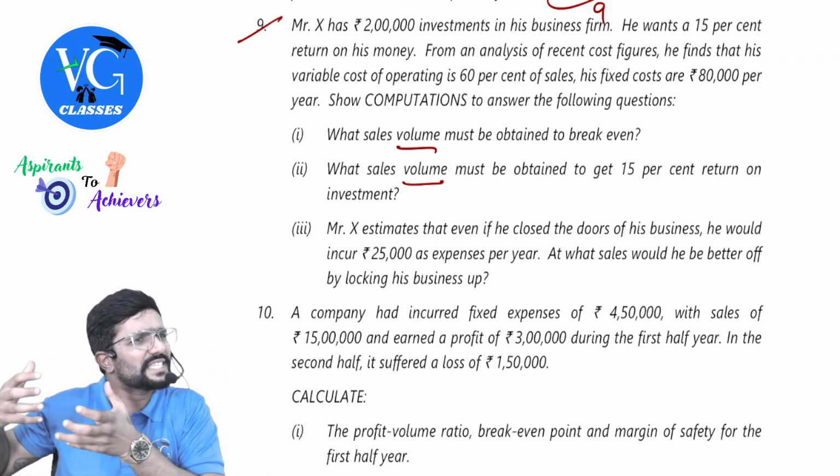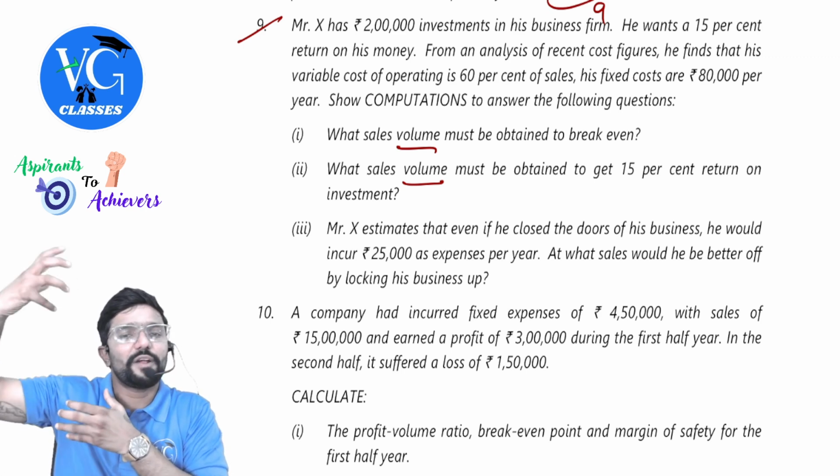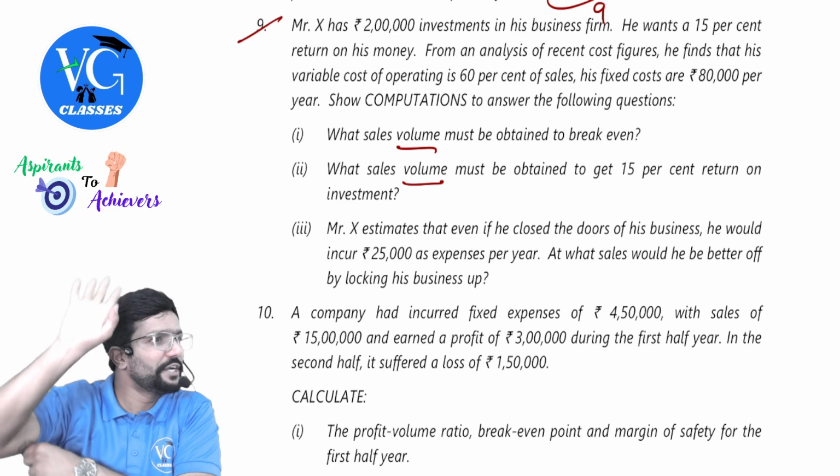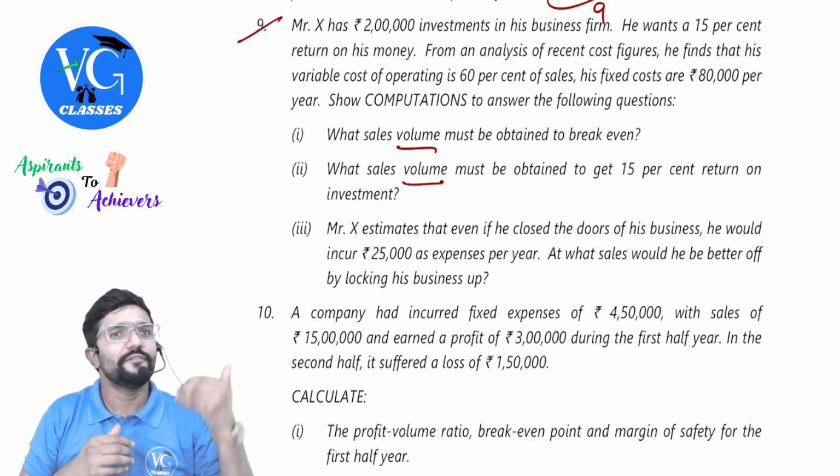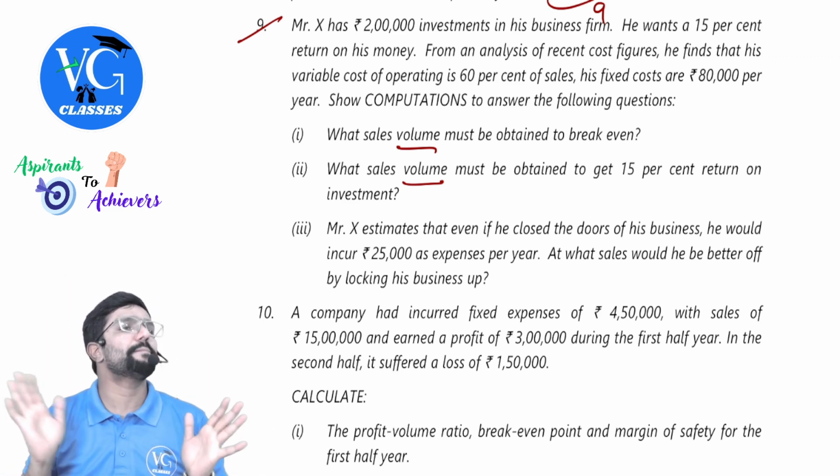Next, what sales volume must be obtained to get that 15% return on investment? Guys, come on. They're asking you a desired profit question. So, desired profit is how much? 30,000, 2 lakh into 15%. Yes, sir. Fixed cost plus desired profit divided by PV ratio.